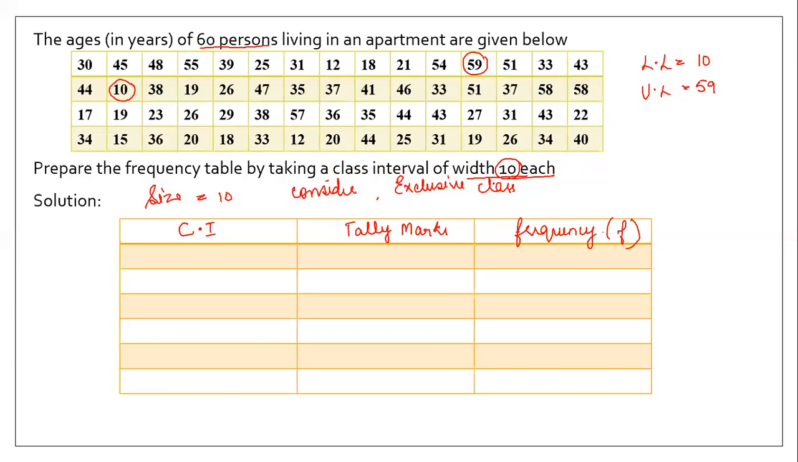width 10. That means each class interval should be of size 10. So as the number begins from 10, we can directly take it from 10 to 20. Okay, we are considering exclusive class. So now, as the number begins from 10, so 10 to 20, 20 to 30, 30 to 40, 40 to 50, 50 to 60.